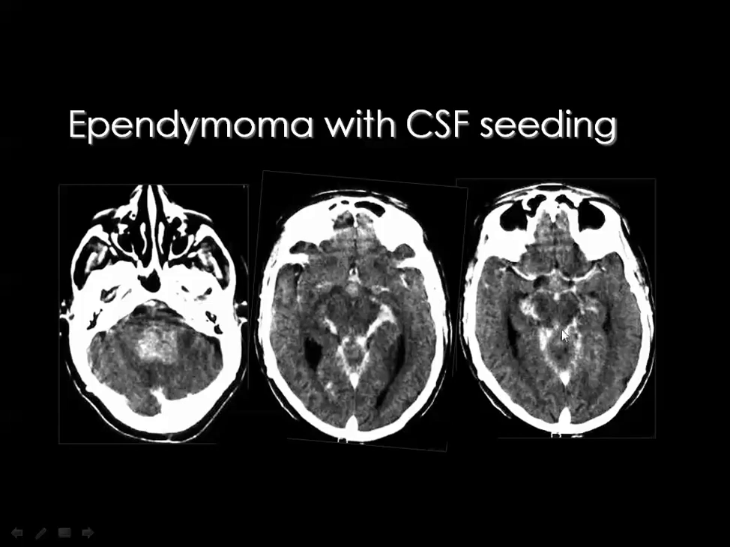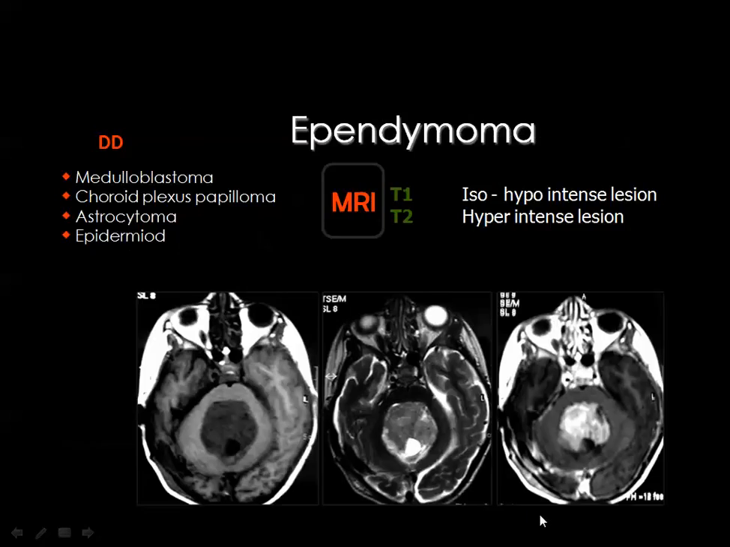Ependymoma by MRI will be similar to any other tumor, being relatively iso to hypointense in T1 and showing some increased signal in the T2 weighted images. If you inject the contrast, you may get homogeneous or heterogeneous post-contrast enhancement. And you remember the incidence of intratumoral cystic changes, and this is an example, which is in the range of 15%.